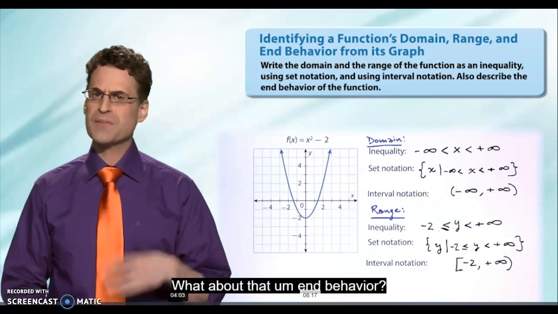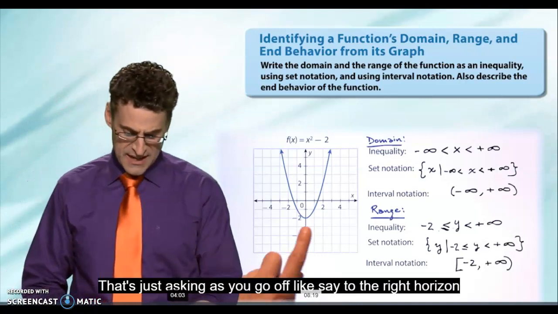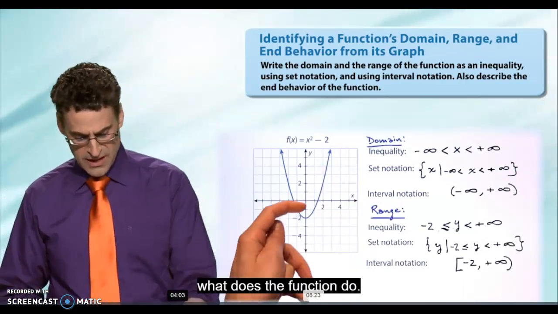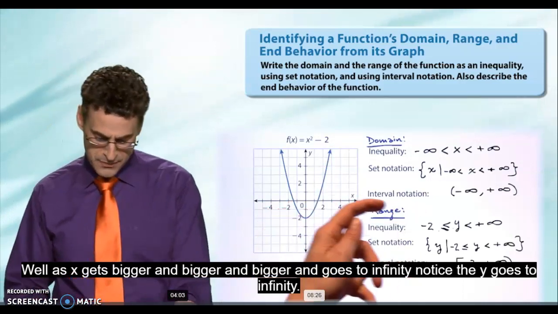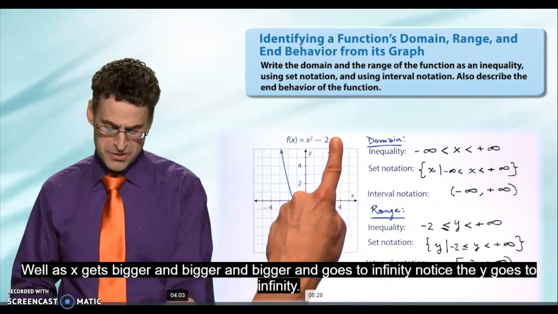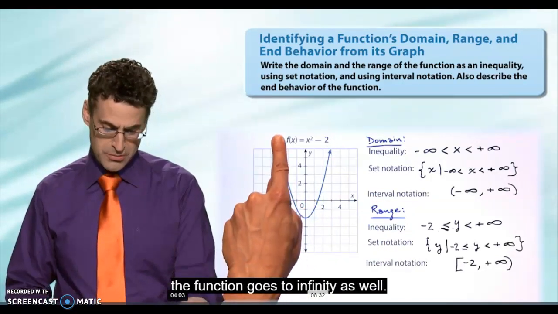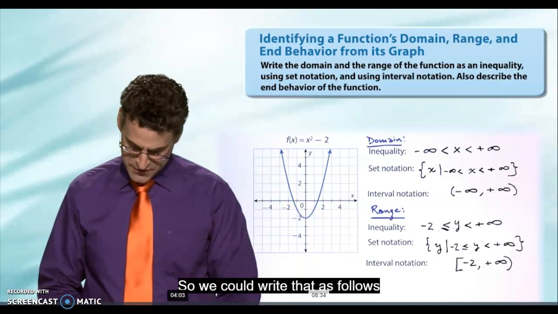What about that end behavior? That's just asking, as you go off, let's say to the right horizon, what does the function do? Well, as x gets bigger and bigger and bigger, goes to infinity, notice the y goes to infinity. As x gets smaller and smaller and smaller, the function goes to infinity as well. So we could write that as follows.